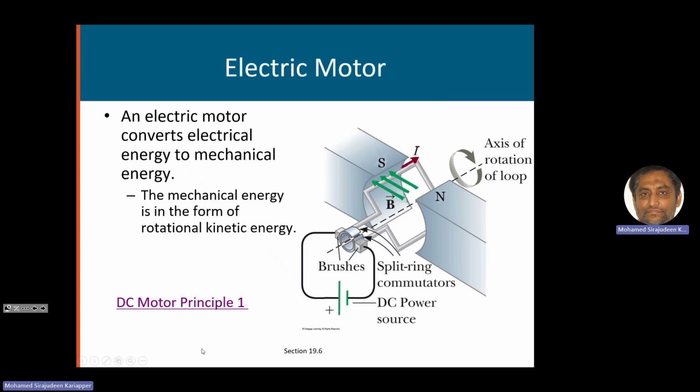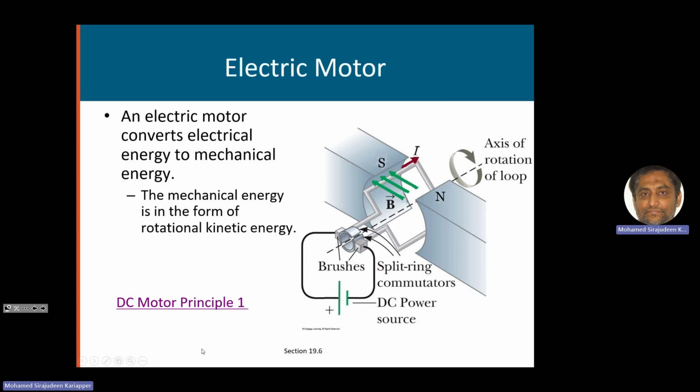How do you get a motor? An electric motor converts electrical energy to mechanical energy. So what happens is we take a current carrying loop. We can connect this loop, what I have in my hand here. You have seen this before. You keep it in a magnetic field between the big magnet, and it will start rotating. So we have a motor, right?